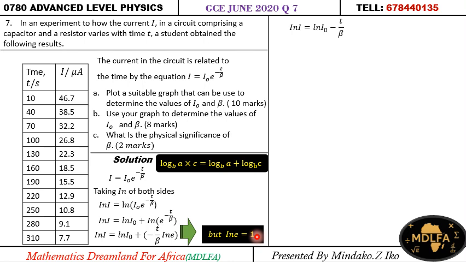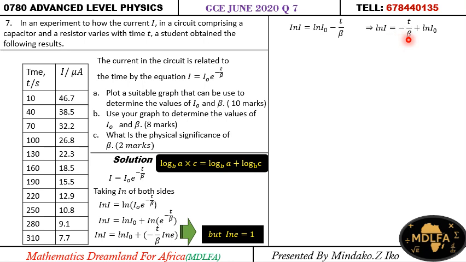So it therefore means that at the end of the day, this ln e is going to disappear from here, since it is 1 multiplied by this negative t over beta, which is just negative t over beta. So if you look at things clearly, we are going to have ln I being equal to ln I naught minus t over beta. We can just rearrange this equation, so we are going to have ln I being equal to negative t over beta plus ln I naught.